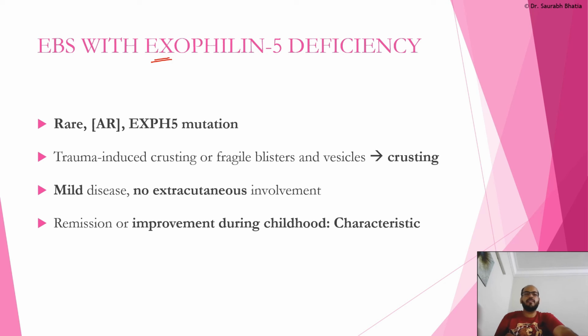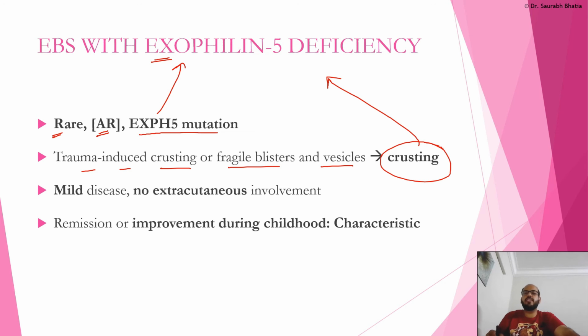EBS with Exophilin-5 deficiency is rare. It's autosomal recessive in inheritance. Mutation in EXPH5. EXPH is exophilin. There's trauma-induced crusting of fragile blisters and vesicles which heal with crusting. So one thing to remember about exophilin deficiency is that there is significant crusting. Crusting we have heard before also in EBS superficialis, the one which we could easily say as pemphigus foliaceus analogy. So you have more of crusting, not more of bulla, more of crusting.